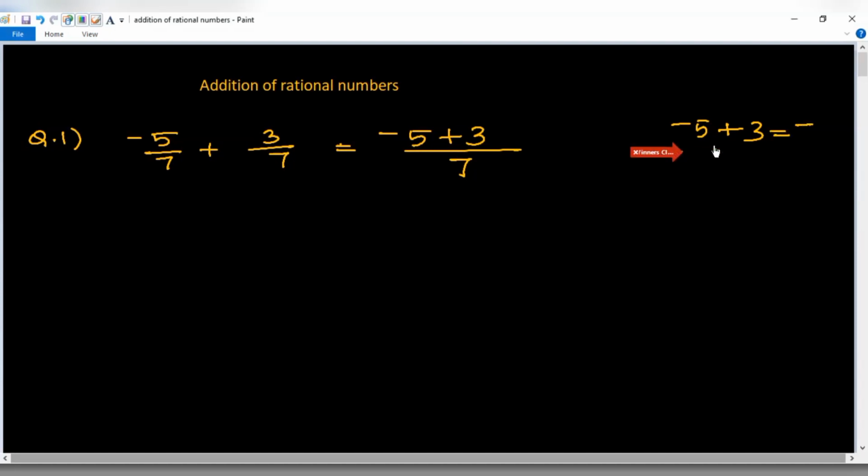And next what we have to do is subtract 5 minus 3. That is 2. So it is negative 2. This negative 2 is here the numerator part. So the answer is minus 2 by 7.